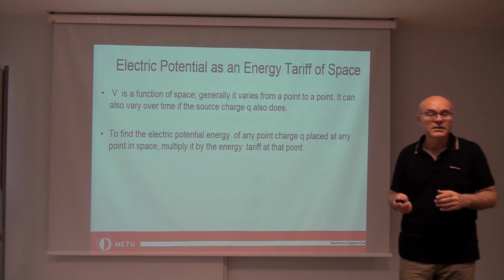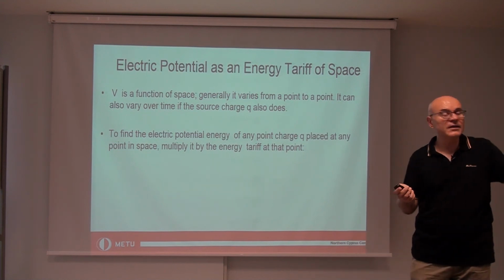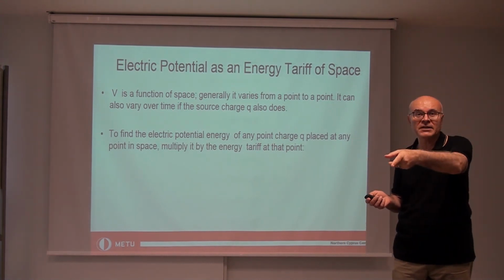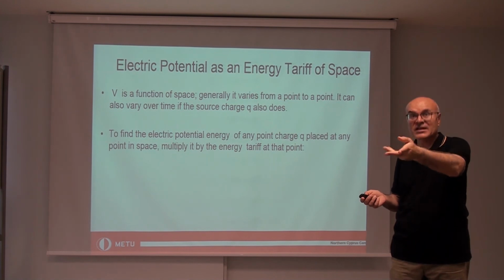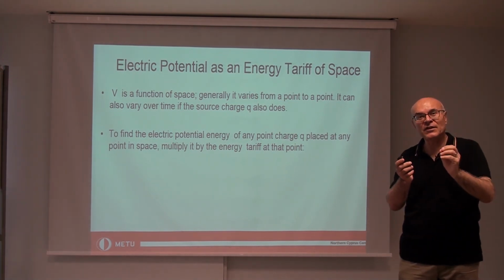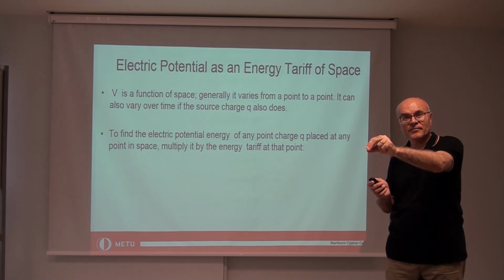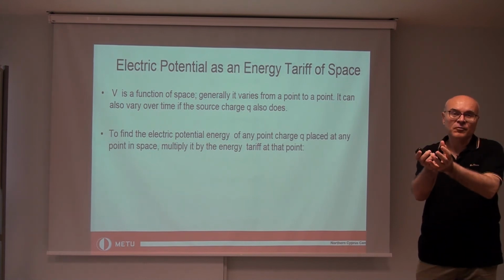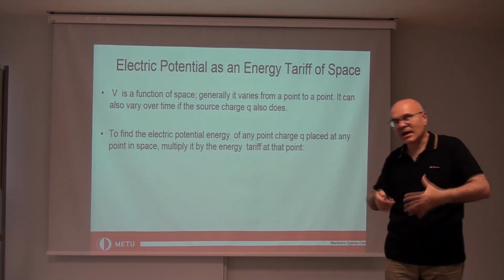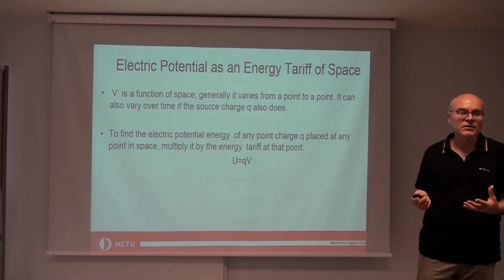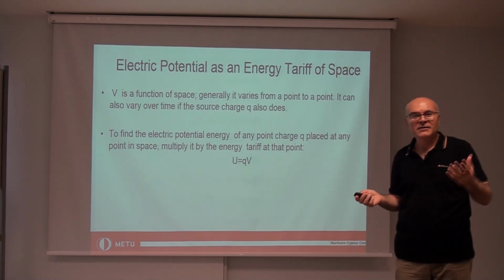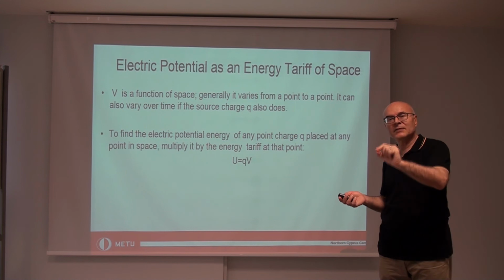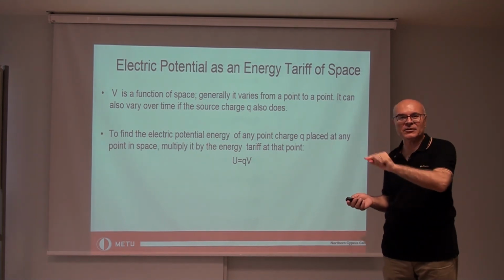Now, if you know the tariff, bring any point charge, put it at that point in space. Just multiply the tariff by the charge with its sign, positive or negative. You get the potential energy of that charge when it resides there. What is this tariff? It's the potential. So the potential energy of a point charge placed at a given point in space is just that charge multiplied by the value of the potential at that particular point.